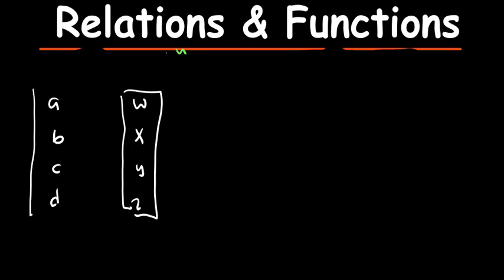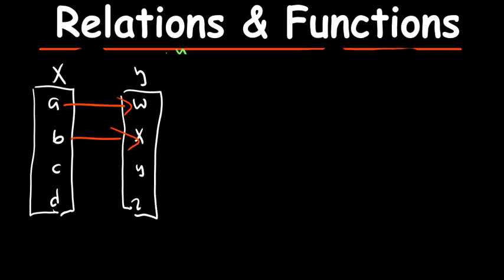So I have this. This is X and this is Y. X is the domain, Y is the range. Let A go to this one, and let B go to X, like that. Then C will not go to anything. Okay, then let's do that.